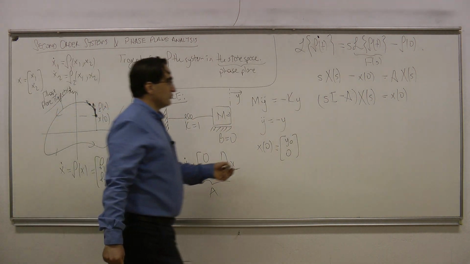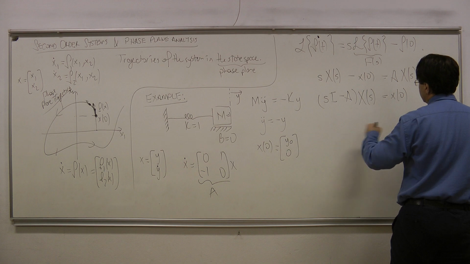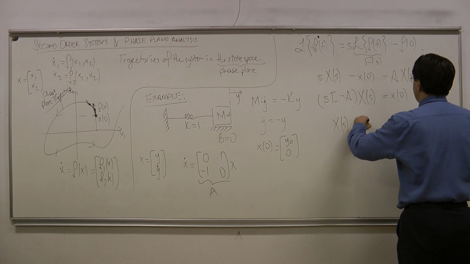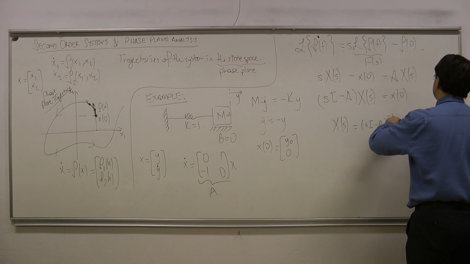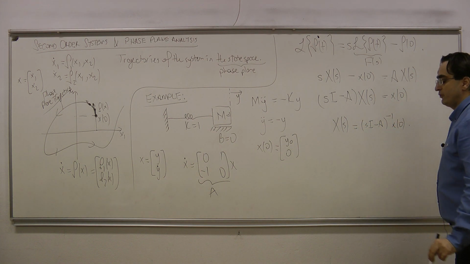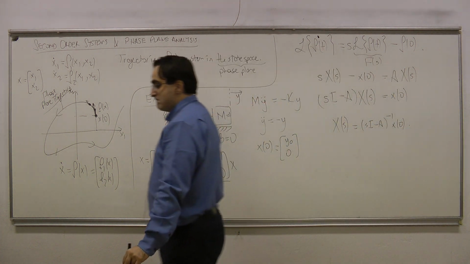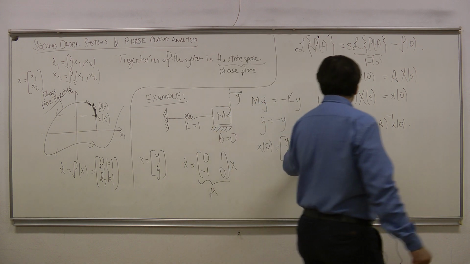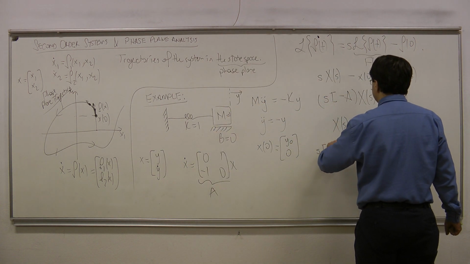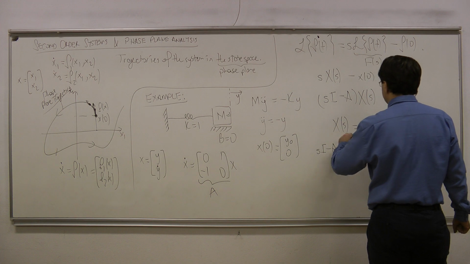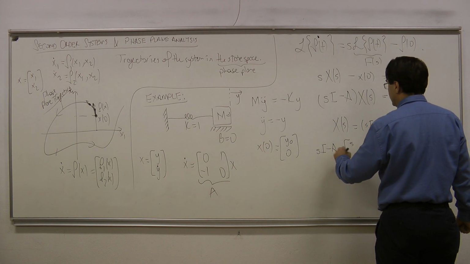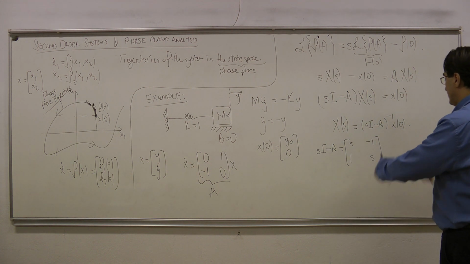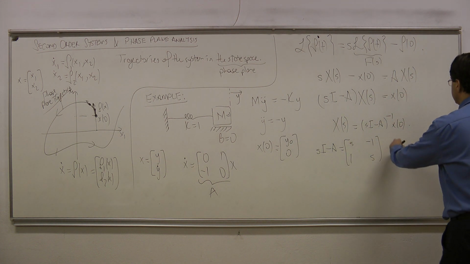We know that I can take this sI minus A to the other side by inverting it. So X of s is sI minus A inverse times the initial condition vector x0 here. Okay? Let us calculate sI minus A here. sI minus A is s, minus 1, 1, and s. Then we know that I need to invert this.